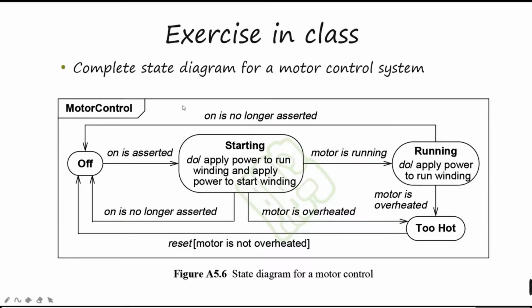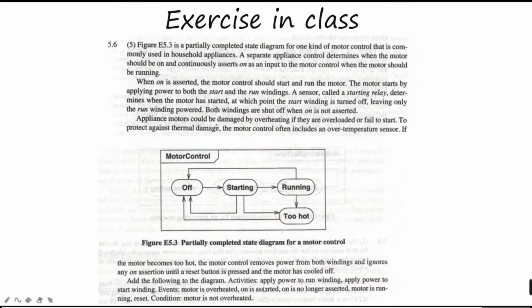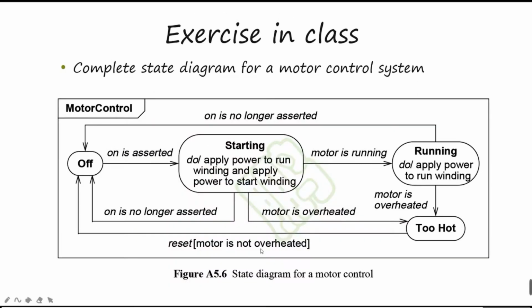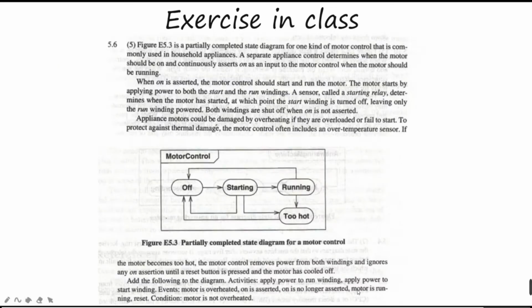This is the complete state diagram for this motor control system. We can see that off, starting, running, too hot are the given states. And on is asserted, on is no longer asserted, motor is overheated, motor is running are events given here. Motor is not overheated is a condition given here.